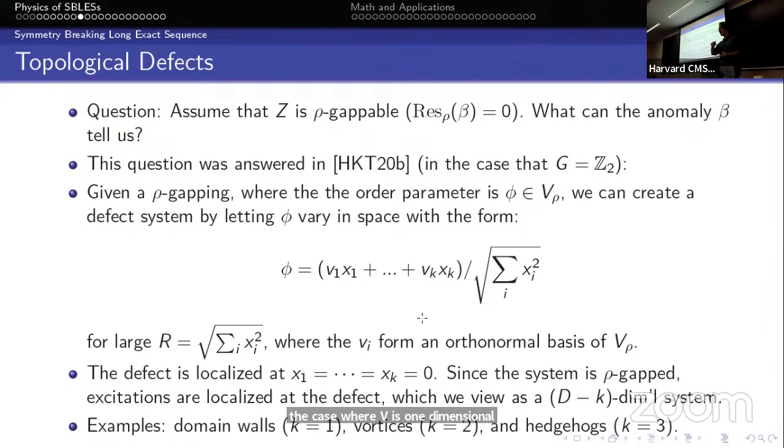In case K=2, they're the vortices, right? So like X things, like XL strings. And then K=3, people call these hedgehogs in models. Great.